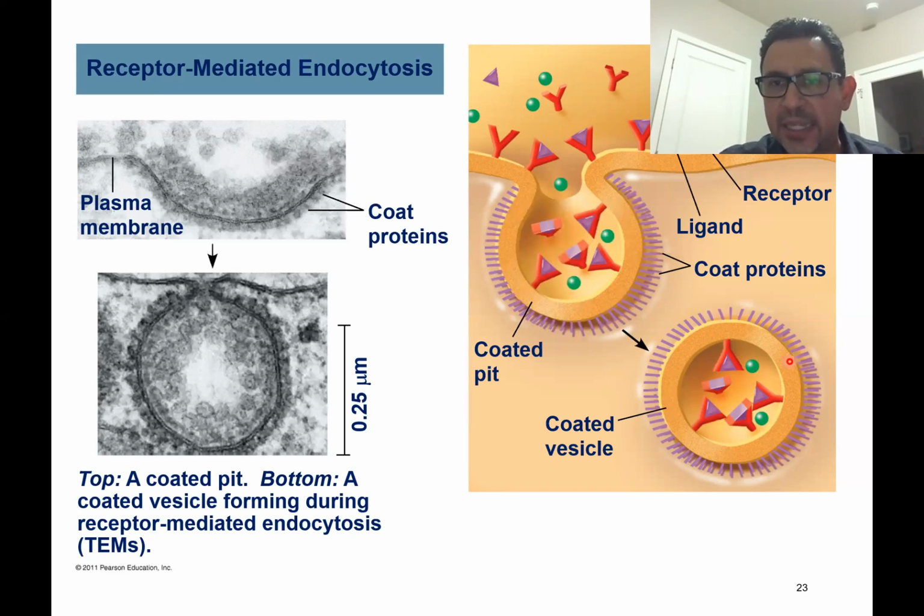But the key here is the difference compared to the previous, just pinocytosis, is that the cell can bring in specific types of molecules it wants from the outside, not just everything, not just anything that is on the outside of the cell. So from the outside to the inside, this is called endocytosis, and this specific case is called receptor-mediated endocytosis.